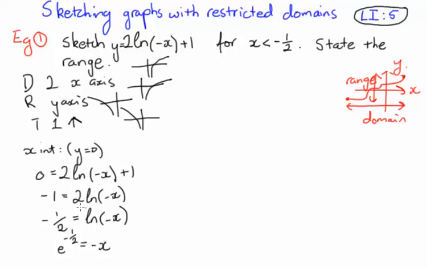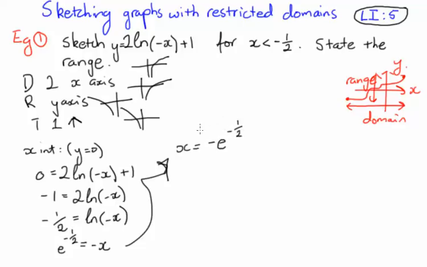Now, if you're not sure why that happens, don't worry, because Learning Intention 7 covers this as well. For now, you can accept it, but you will need to know it at some stage. I'll also do it in a different video. And we can keep going here. So we get x equals negative e to the negative half.